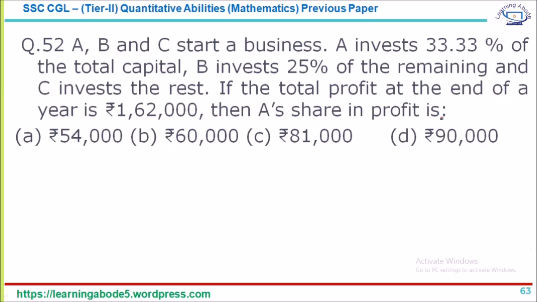Now 52, A, B and C start a business. A invests 1/3 of the capital, that is 33.33%. B invests 2/5 of the remaining, and C invests the rest. If the profit at the end of the year is 162,000, what is A's share? See, it's a very direct question. As far as duration it is the same, so A invests 1/3. So 1/3 of the profit will be A's share, that's 54,000. When you are solving so many questions which are lengthy, tedious, or use a lot of formulas, you should not miss such questions which are simple and straightforward. So that's question number 52. Answer is option A.